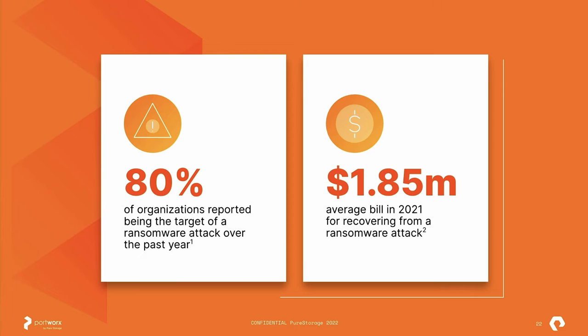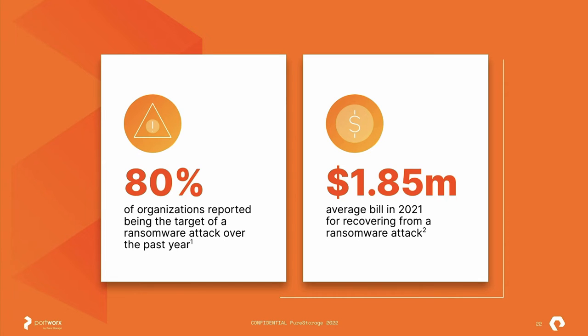So ransomware is a huge, huge problem, and it's only growing. We've seen that nearly 80% of organizations have reported being the target of a ransomware attack in the past year. And according to Sophos, the average bill of recovering from a ransomware attack actually totals out to $1.85 million. If that sounds like a really big number to you, that's because it is, but it includes downtime, people hours, device and network costs, any lost opportunities, and ransom paid.